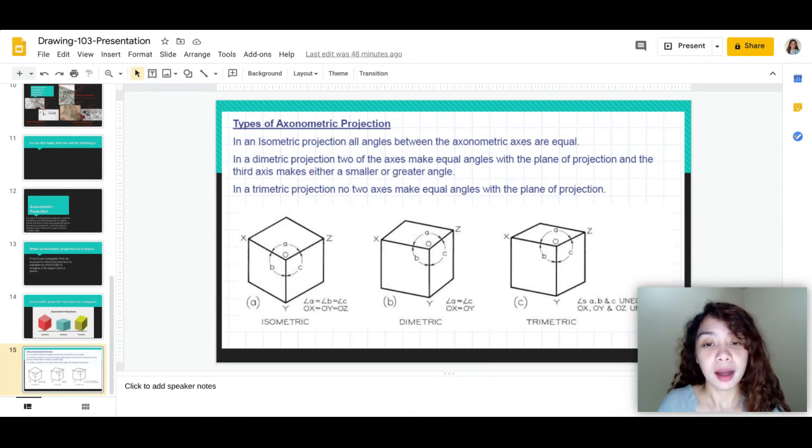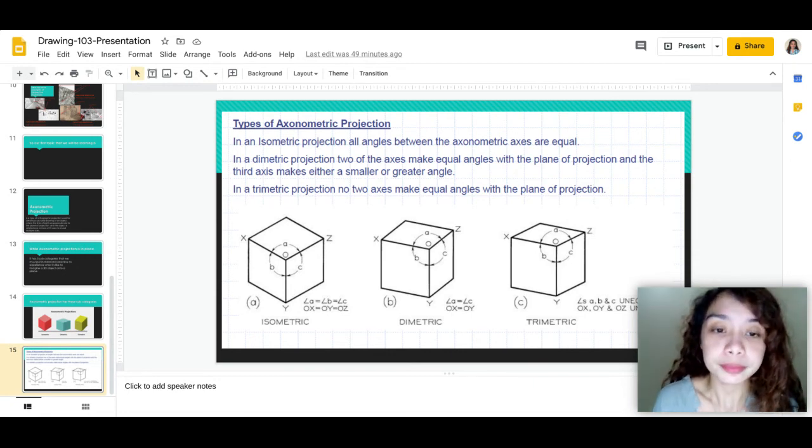Okay? Equal po lahat. Pinakamadali, para matandaan po ninyo, ang ginagamit po dito ay 30 by 30. While in diametric projections, two of the axes makes equal angles with the plane of projection. And the third axis makes either a smaller or greater angle.